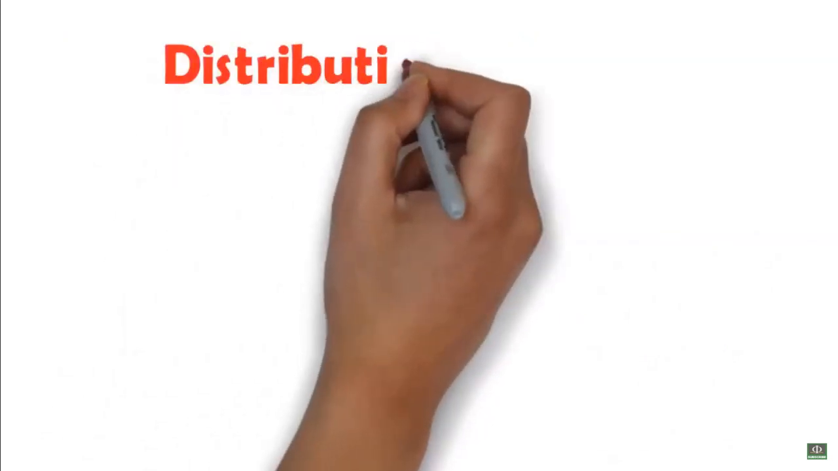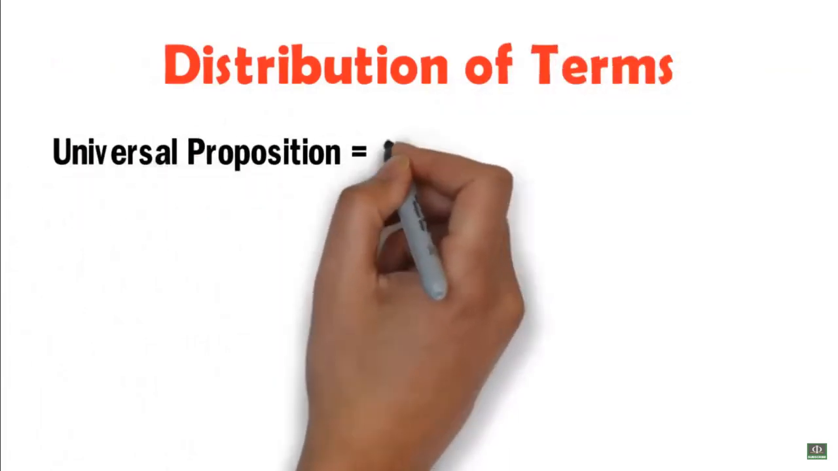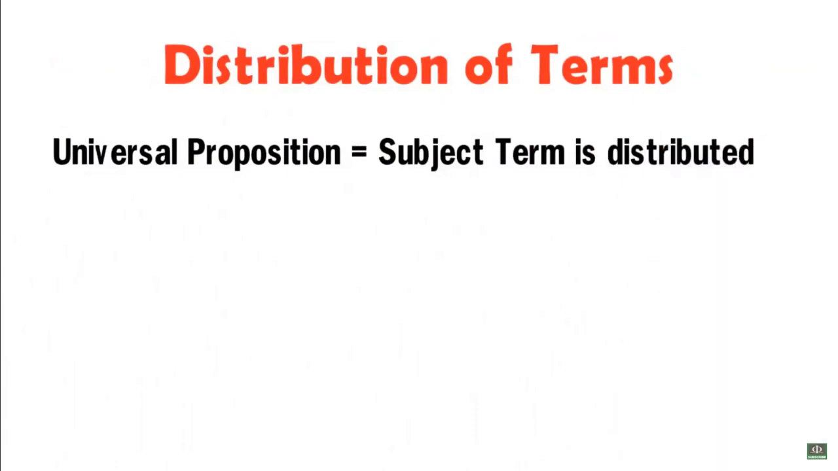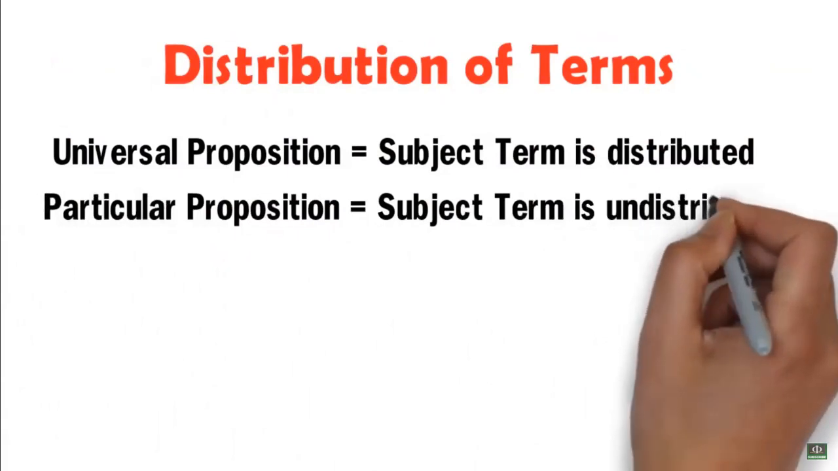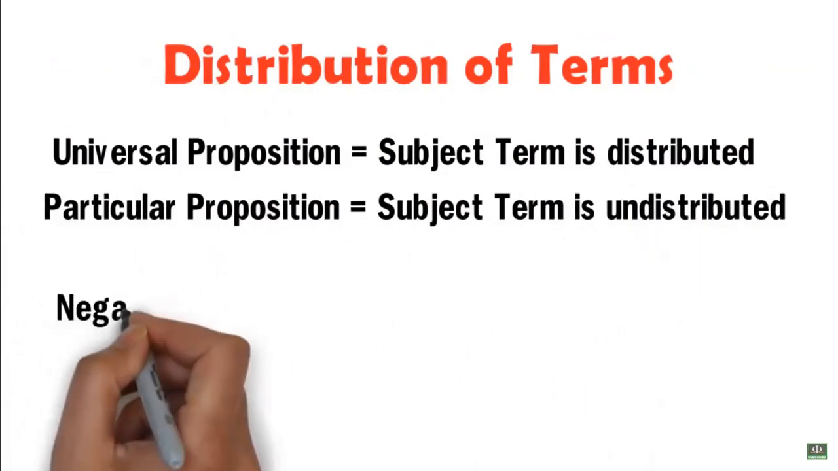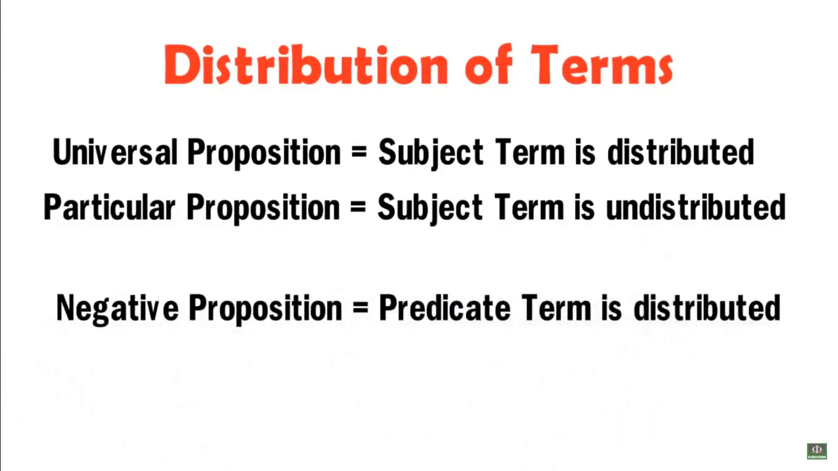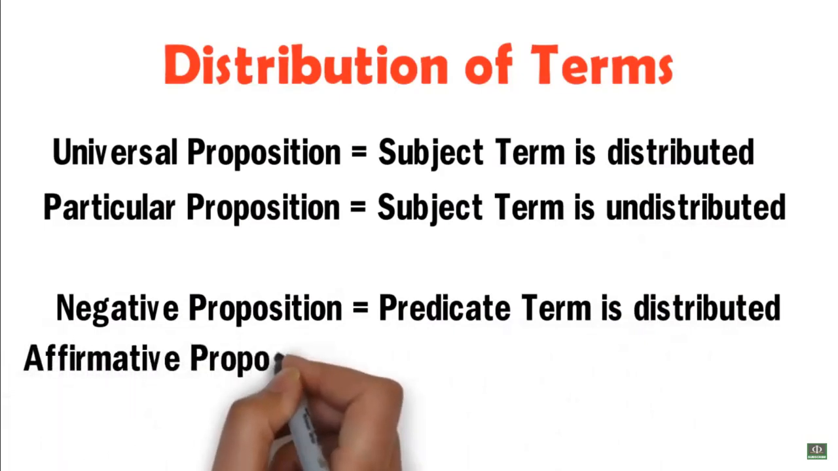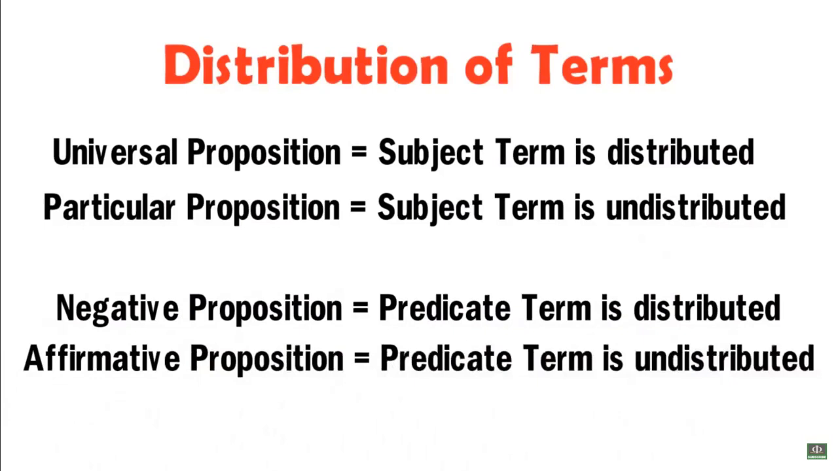Now, let's talk about the distribution of terms. In a universal proposition, the subject term is distributed, while in a particular proposition, the subject term is undistributed. And in a negative proposition, the predicate term is distributed, while in an affirmative proposition, the predicate term remains undistributed. In other words, the subject terms of all universal propositions are always universal, while the subject terms of all particular propositions are always particular. And the predicate terms of all affirmative propositions are always particular, while the predicate terms of all negative propositions are always universal.